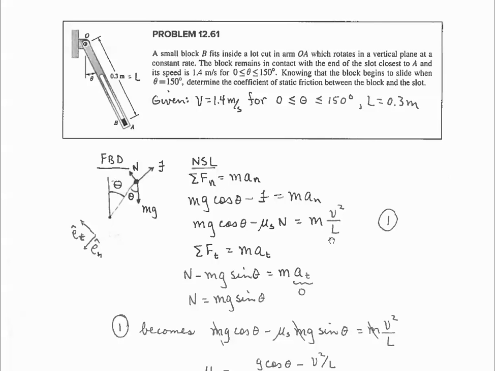It's a normal acceleration. So the sum of the forces in the tangential direction equals m a tangential, so we have N minus mg sine theta, and that's going to be equal to m times a tangential. But the tangential acceleration is 0 because this is all moving at a constant speed. It's driven. So we have that N would be equal to mg sine theta.